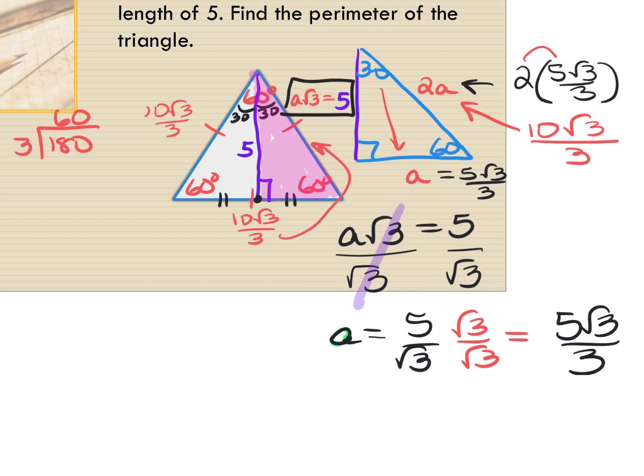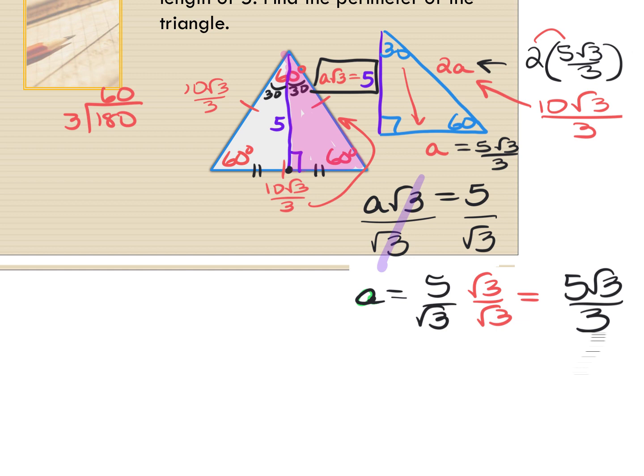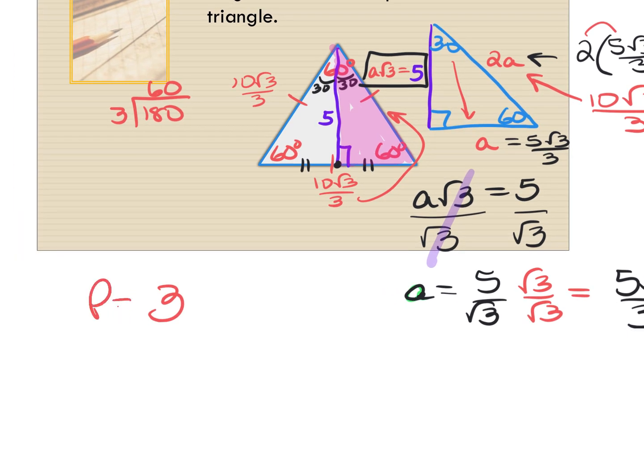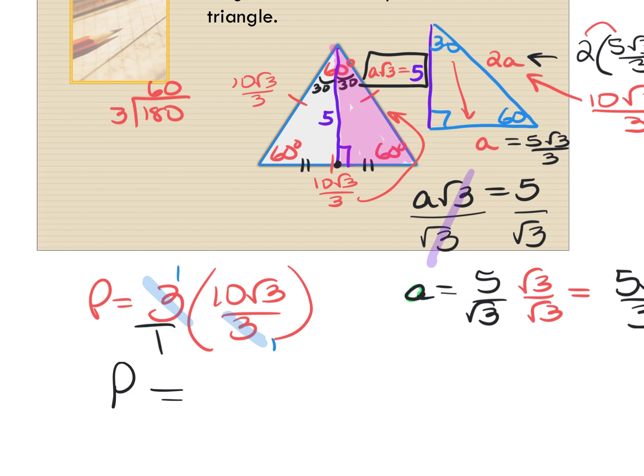So now to find the perimeter, all I have to do, since they're all the same, is multiply 3 times 10 square root 3 over 3. You can put a 1 there. This is going to simplify. This becomes 1s. And then my perimeter is 10 square root 3. And these would be units.